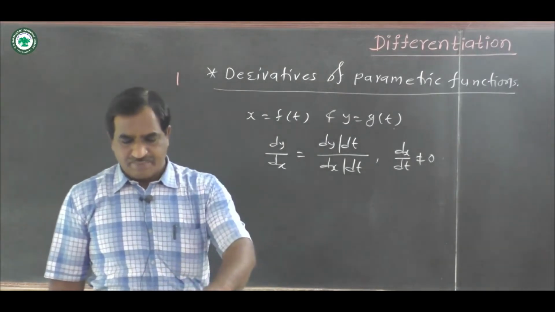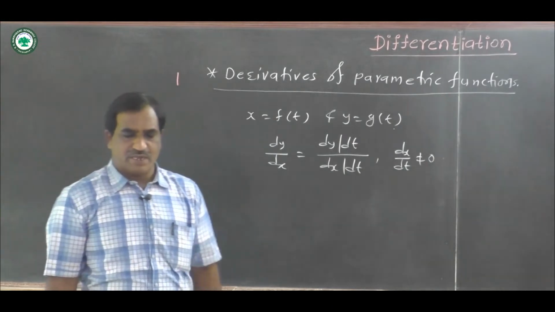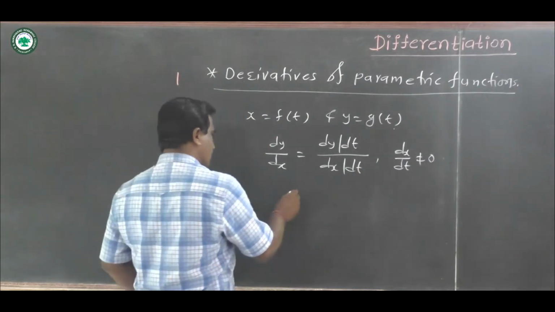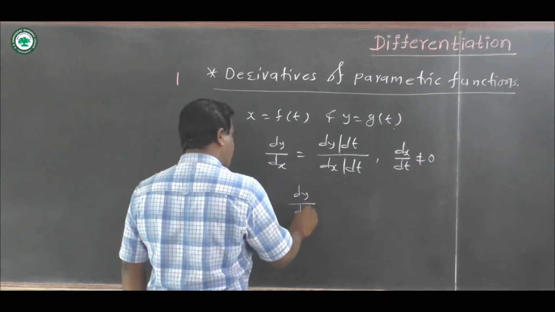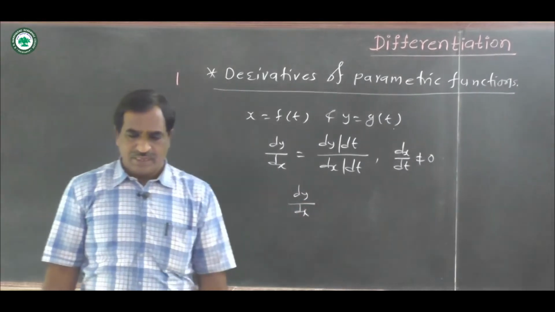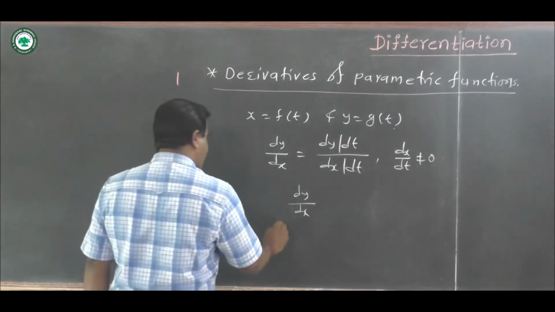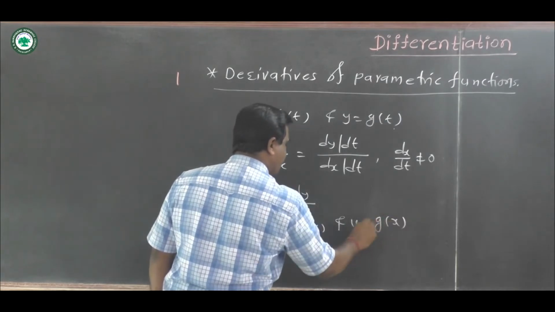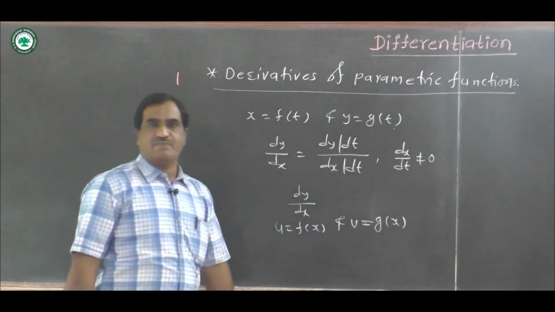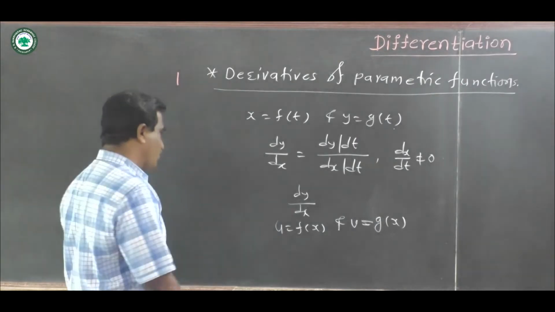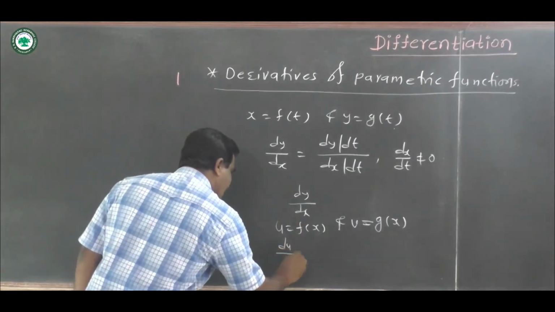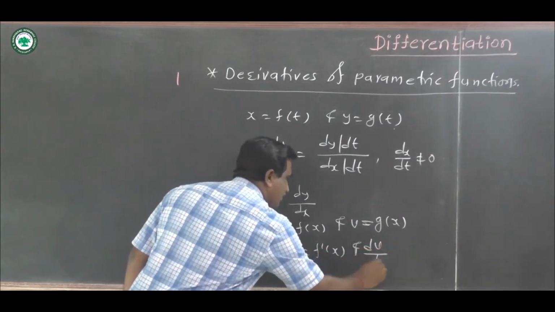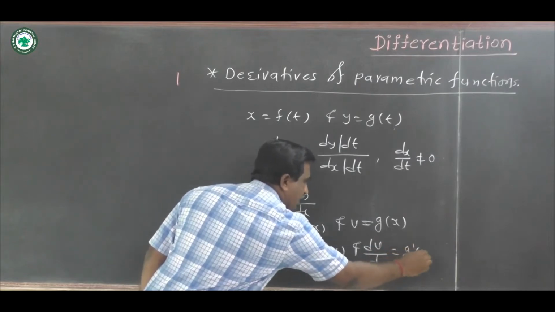Also, we know the differentiation of one function with respect to another function. We know that if y is a differentiable function of x, then we can write the derivative of y with respect to x as dy by dx. Also, if we consider u equal to f of x and v equal to g of x are any two differentiable functions with respect to x, then we can find the derivatives: du by dx is equal to f dash of x and dv by dx is equal to g dash of x.